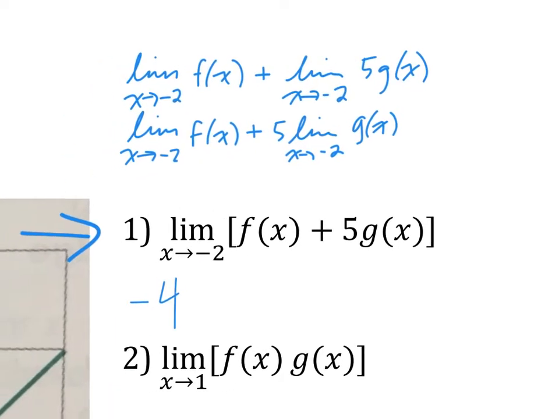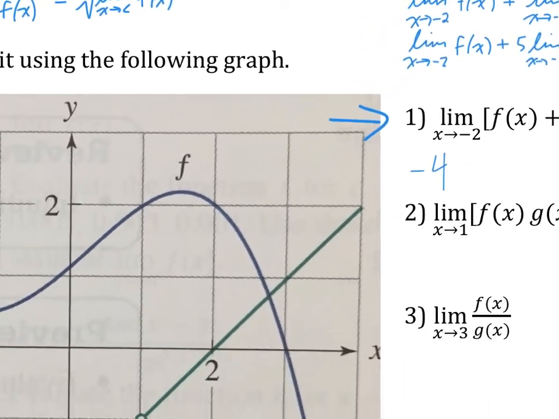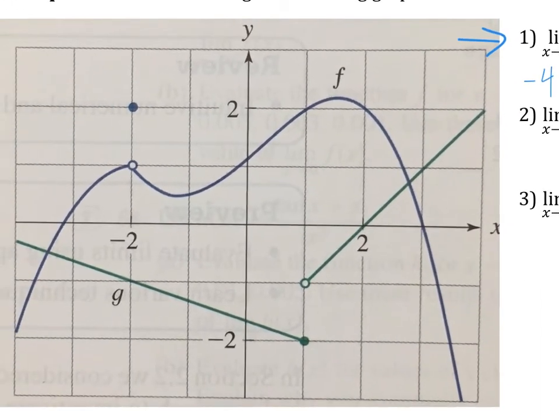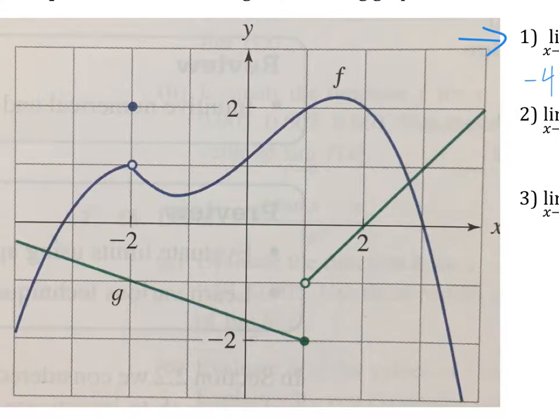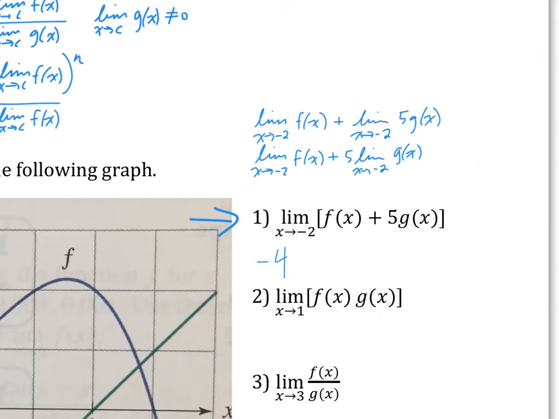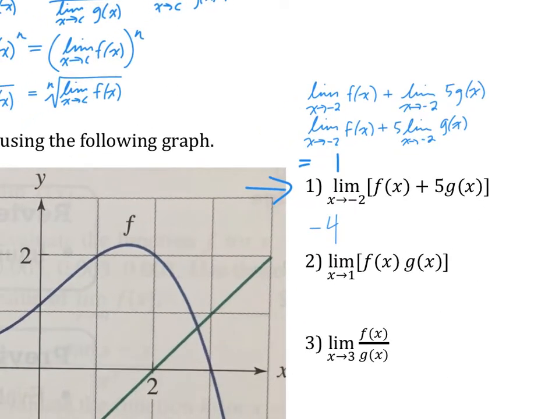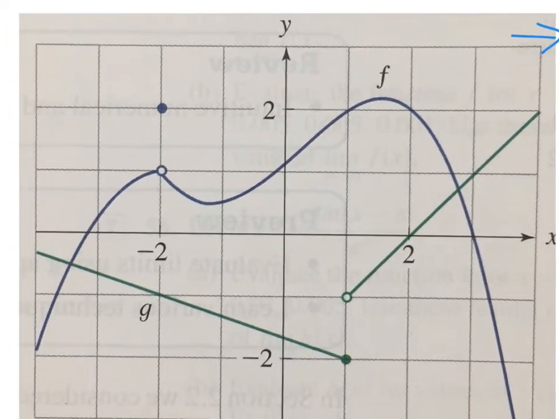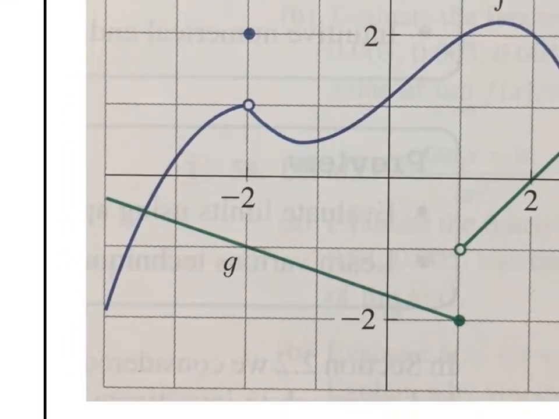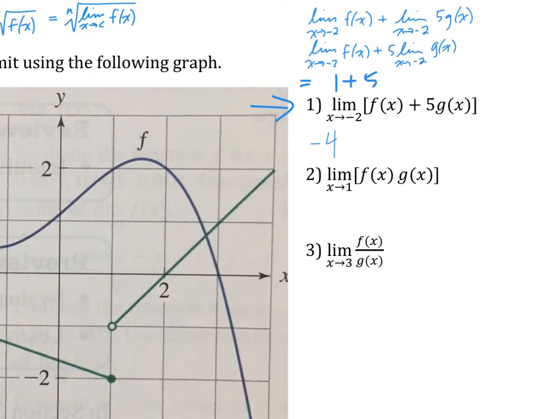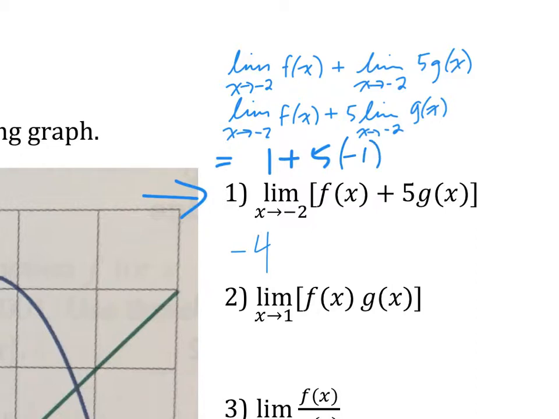So now it's just a matter of trying to find the limit of those functions at those numbers. Okay, so the limit as x goes to -2 of f of x. So let's look at f. F is the blue graph. The limit as x goes to -2 of f is 1. So that part is just 1. And then plus 5 times the limit as x goes to -2 of g of x. So as x is going to -2 on g, g is going to be -1. So that's going to be -1. So this turns out to be -4. So that's how you solve it.